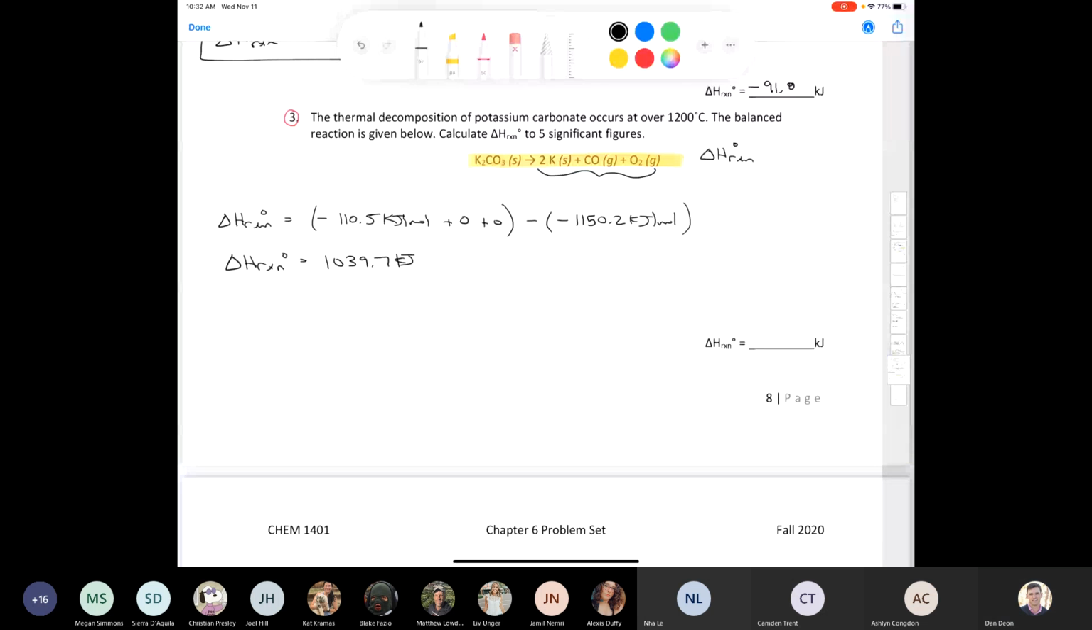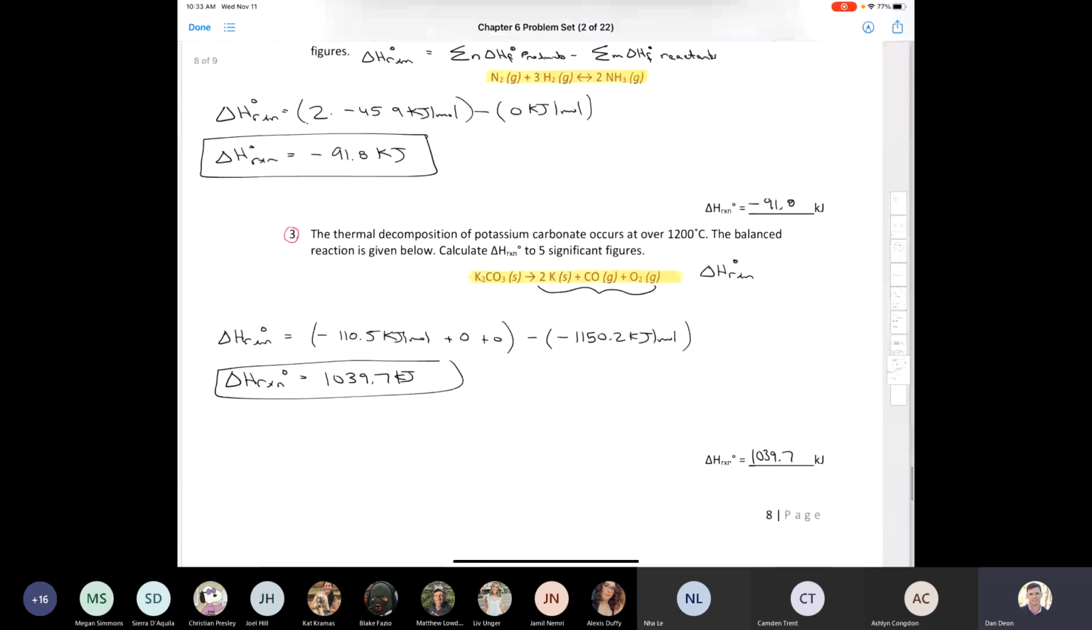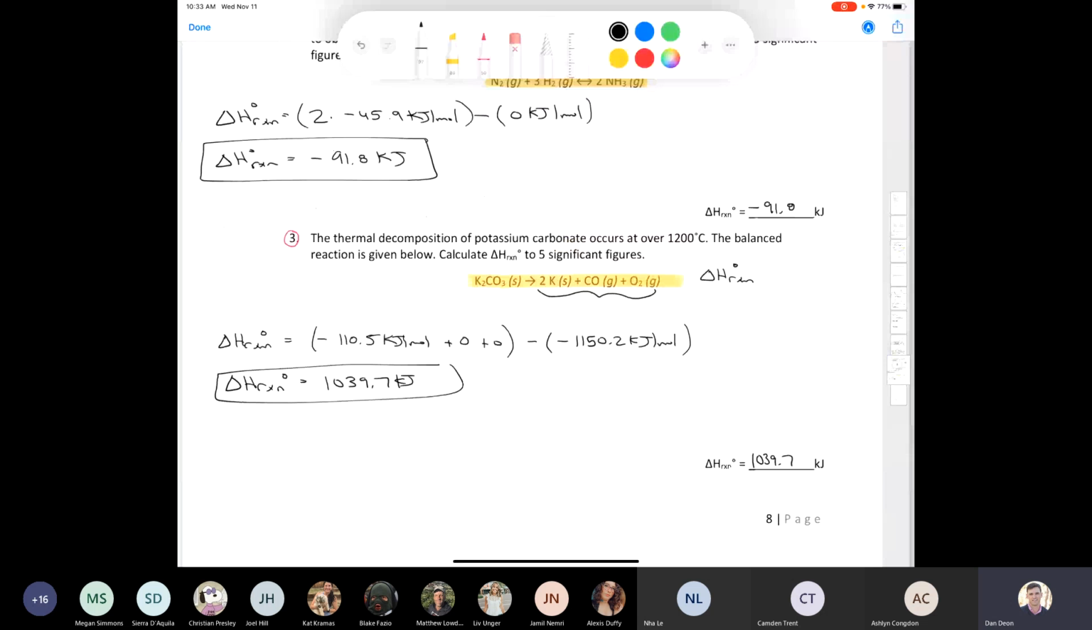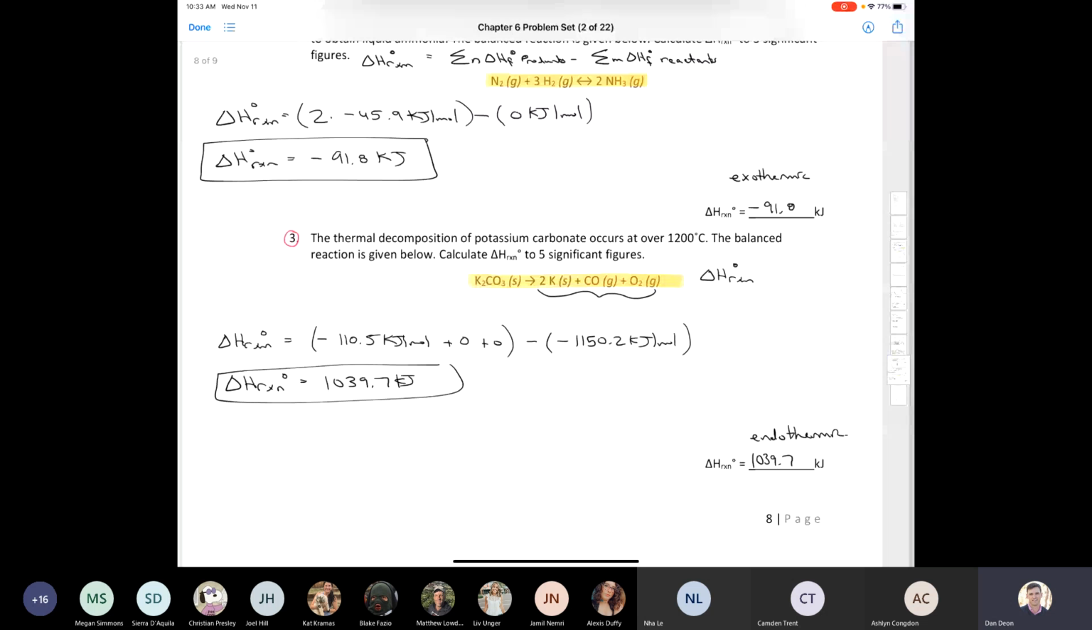So we'll put 1039.7 kilojoules, like that. So the first reaction that we looked at in this section, in question number 2, this is an exothermic reaction because heat is released. And then this is an endothermic reaction because heat was absorbed and their delta H has a positive value.